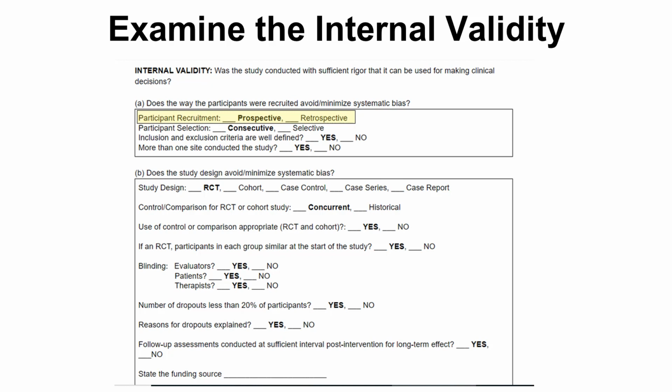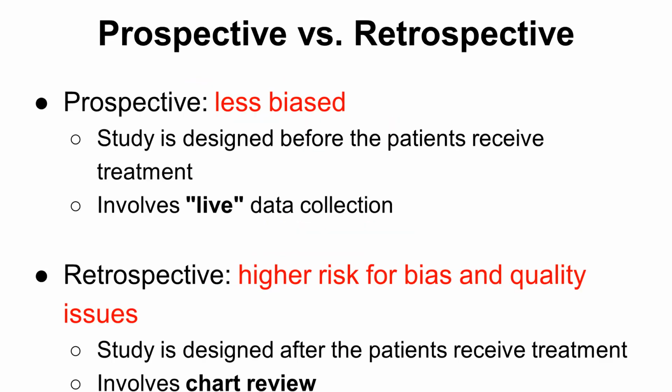And you can see I've highlighted participant recruitment in yellow. It's either prospective or retrospective, and what exactly does that mean as far as the study is concerned? The answer to that question is shown on this slide, where we're looking at prospective and retrospective and thinking about internal validity. As you can see here, a prospective study is less biased.